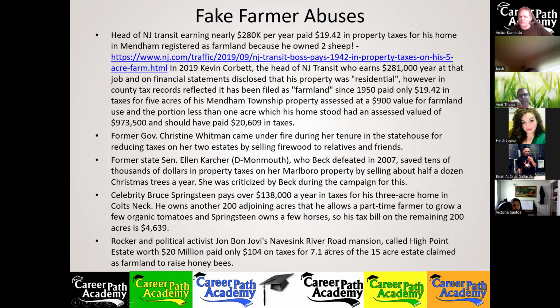He has that Navesink River Road mansion that has its own name. It's called the High Point Estate, worth $20 million, that he only paid $104 in taxes on, because he claims that he raises honeybees. So, Bon Jovi, you think that he's a legitimate farmer, raising honeybees and selling honey? Or maybe that's just a hobby he had, used to give a jar of honey to his relatives, and in the meantime, he gets a 98% reduction on his property taxes.